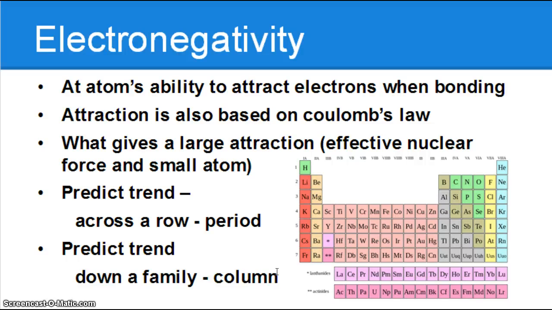Now remember, electronegativity is an atom's ability to attract an electron. So how can I attract electrons? I have to have a strong effective nuclear charge, and I have to have a small atom, because then the nucleus has a very large attraction for any outer electrons, and it's the outer electrons that will be the area where the bonding is going to occur. So go ahead, pause the video, and be decisive. Left to right, does it increase or decrease? Top to bottom, increase or decrease?